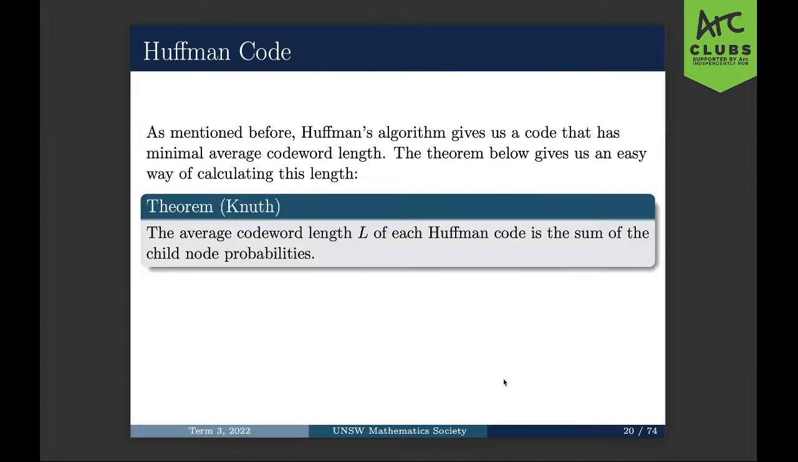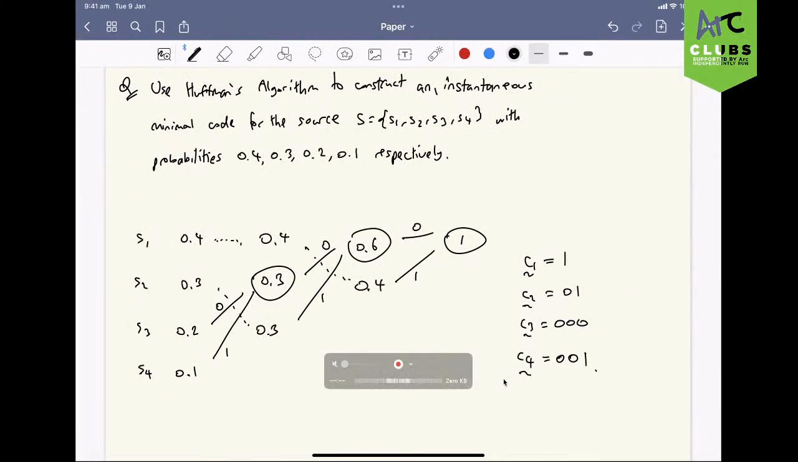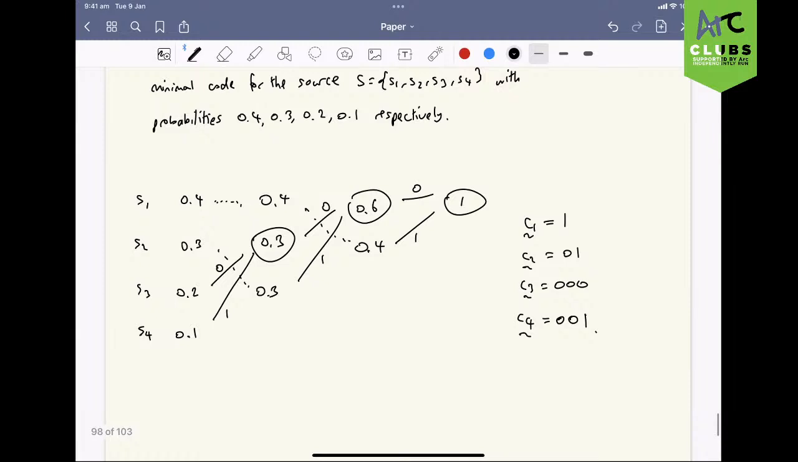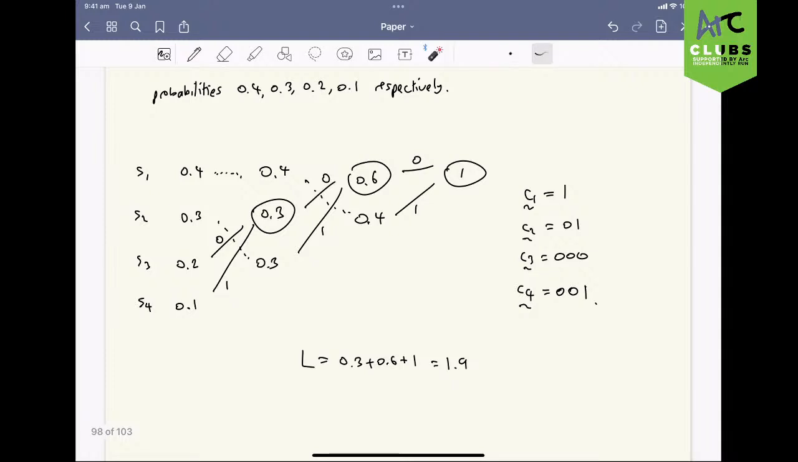Knuth's theorem says that the average code word length of a Huffman code is the sum of the child node probabilities. In other words, it's just the sum of the probabilities that we circled here along the way, so the probabilities of the newly created merged symbols. So by Knuth's theorem, the average length L for this code is going to be 0.3 plus 0.6 plus 1, which is 1.9. So it's just like these three over here. And if you want to check, you can manually calculate the average lengths based on these code word lengths here, and you should see that they agree with this value.